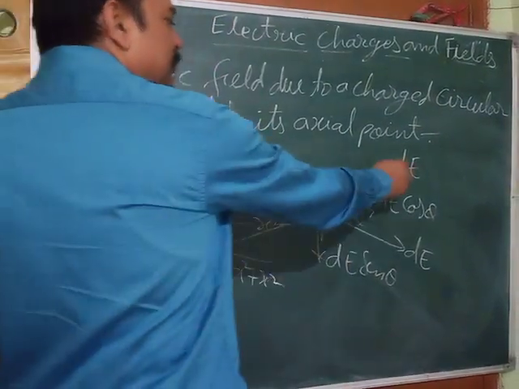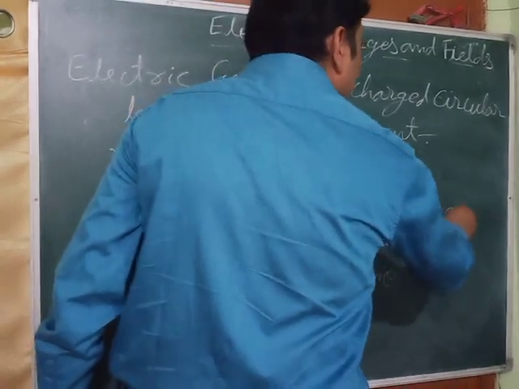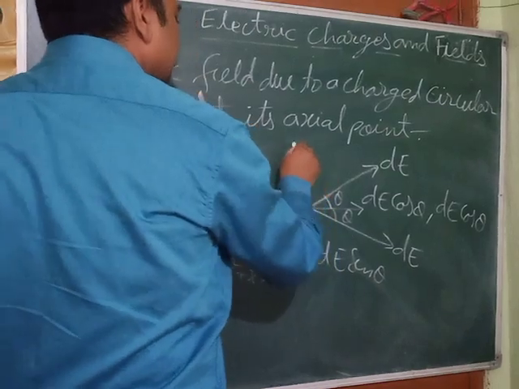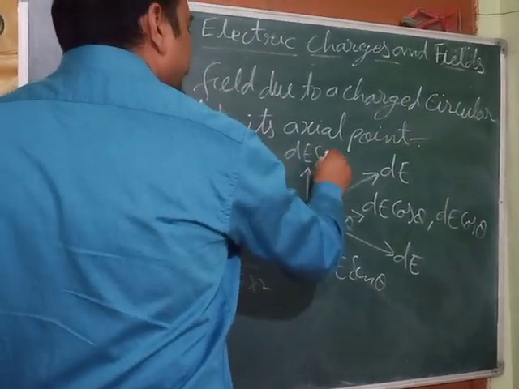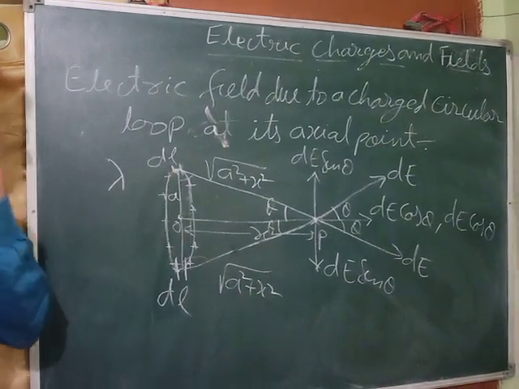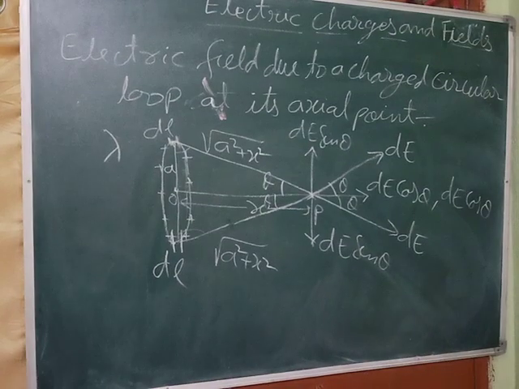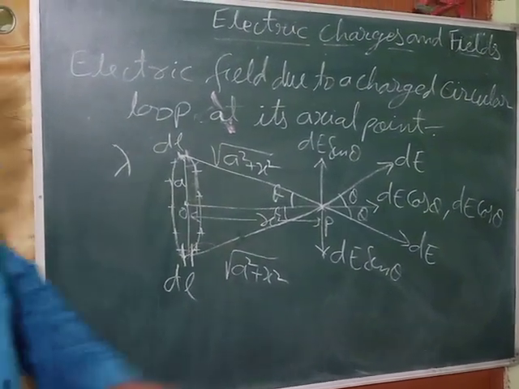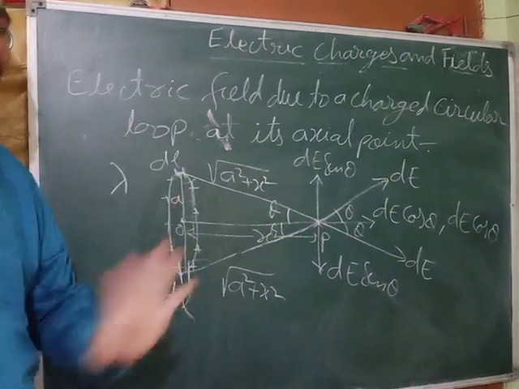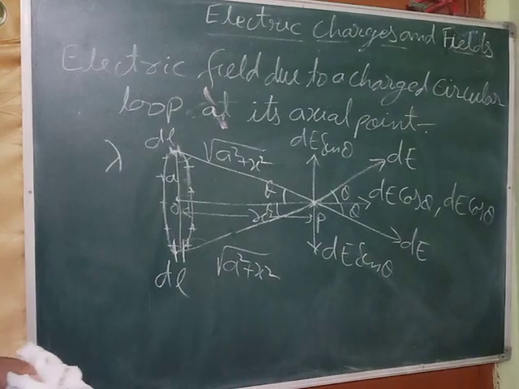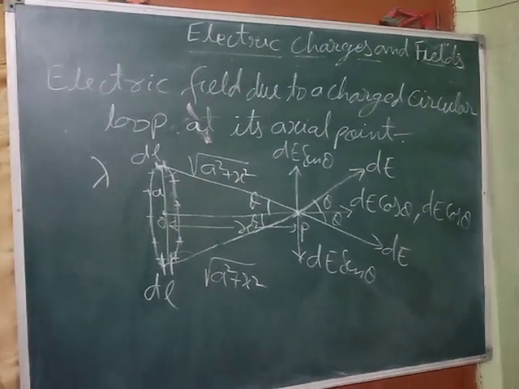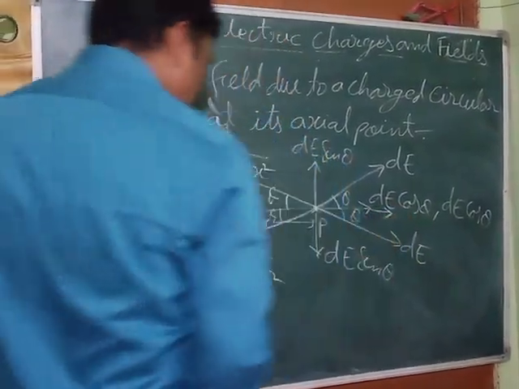Again, for this dE you will have dE cos theta here, dE cos theta, and dE sin theta upward here. So these are the components of electric field we have got. Now just see, the dE sin theta components are equal and opposite, so the vertical components will balance each other. Therefore the net electric field will be due to the horizontal components only, because they are directed along the same direction, like along this.